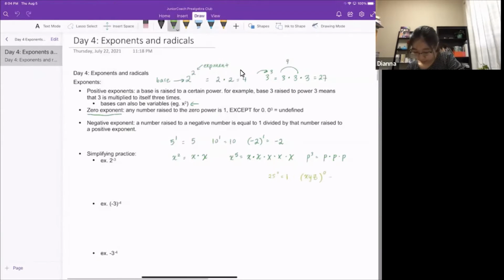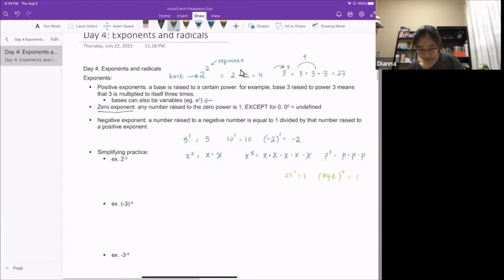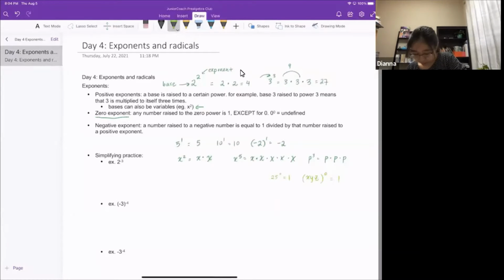That would just be 1. Again, it doesn't matter what it is, just so long as x, y, and z aren't 0, that's going to be 1. So the only exception to this rule is where we have 0 to the power of 0, because by definition, it's going to be undefined. So 0 to the power of 0 is undefined. But anything else raised to the 0th power is going to be 1.